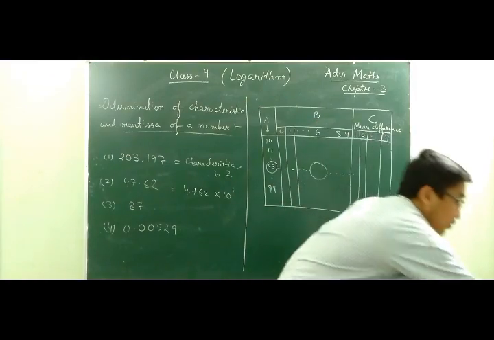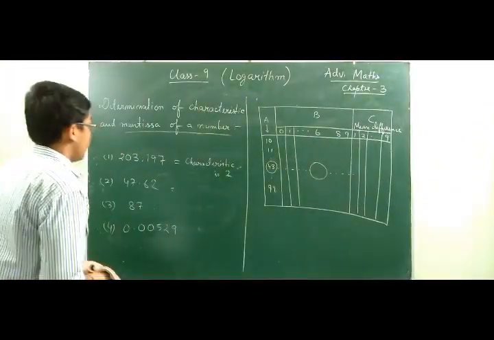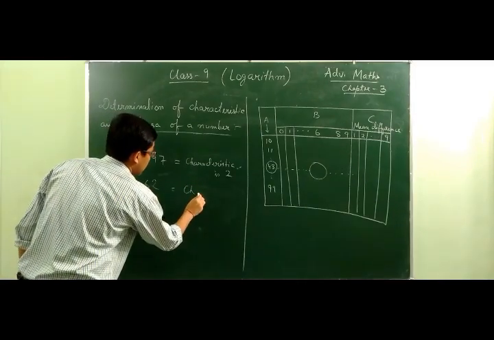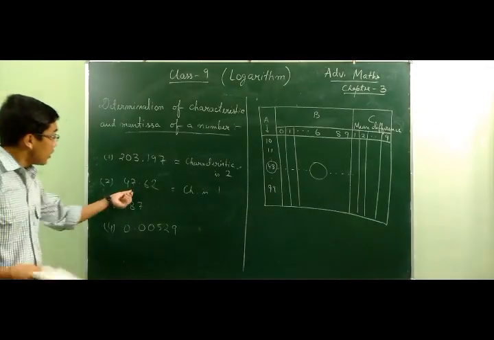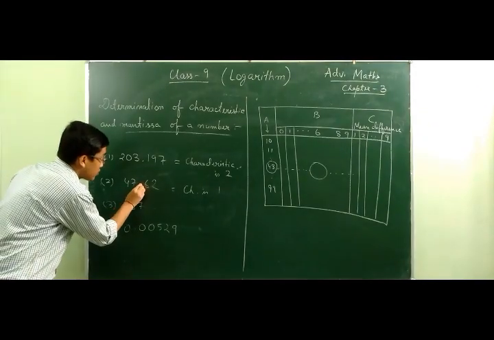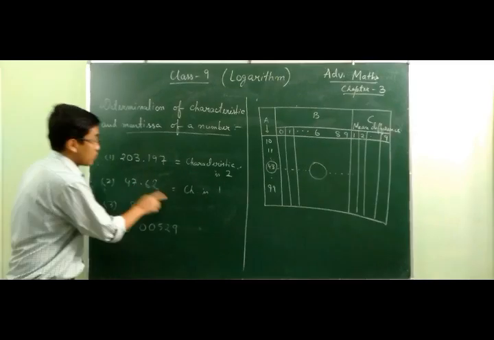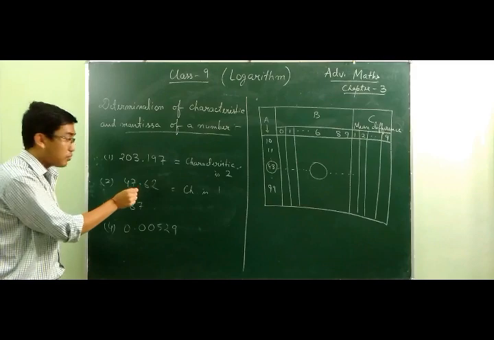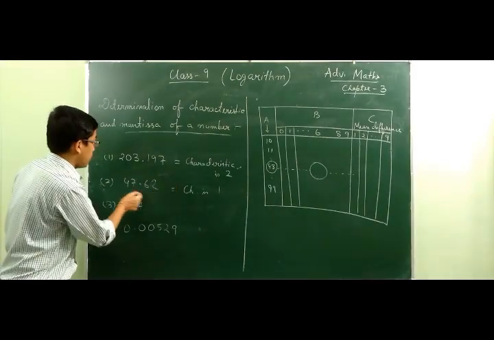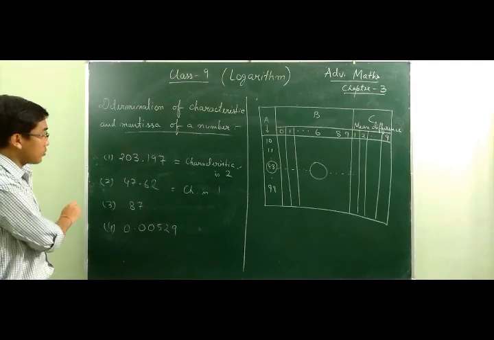So here the characteristic is 1. You can see that this is the decimal point, and before this point I have 2 digits. So the characteristic is 1. That means the characteristic of a number is nothing but 1 less than the number of digits before the decimal point.